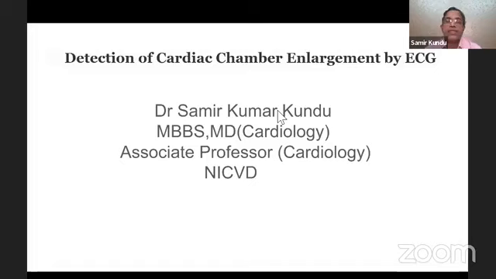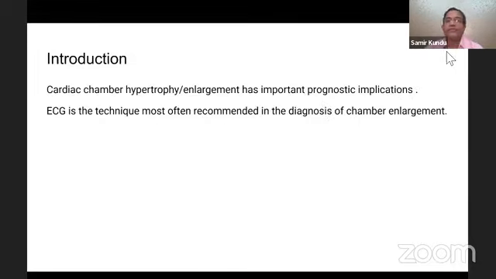Today's ECG lecture, lecture number 61, topic: cardiac chamber enlargement. Detection of cardiac chamber enlargement. Introduction. Cardiac chamber hypertrophy and/or enlargement has important prognostic implications. ECG is the technique most often recommended in the diagnosis of chamber enlargement.